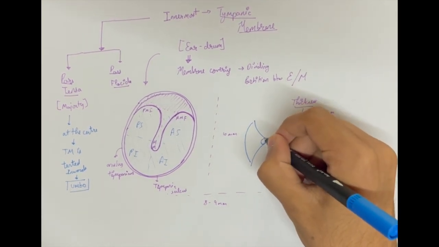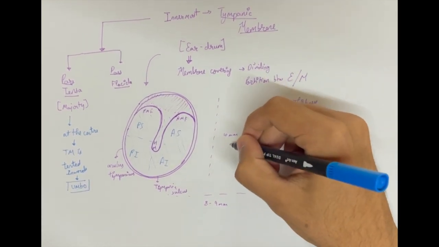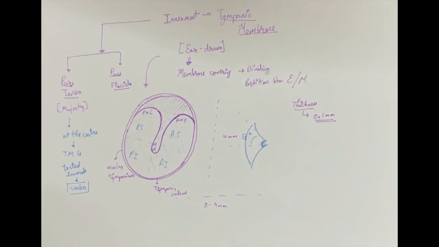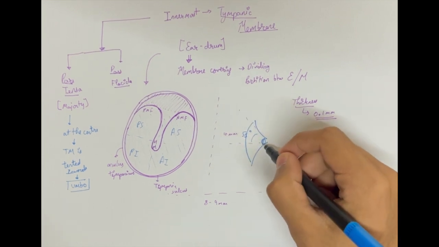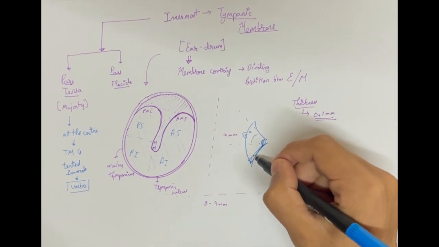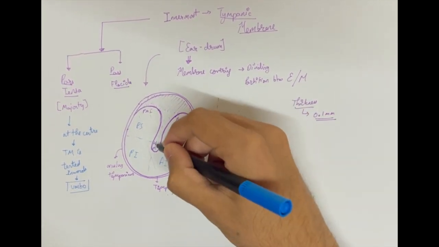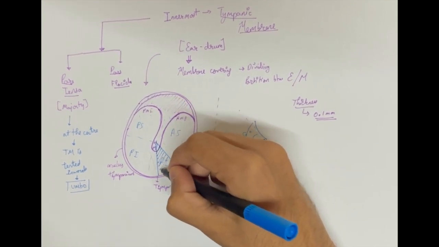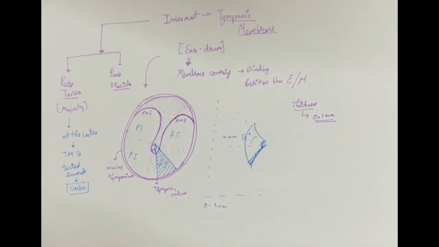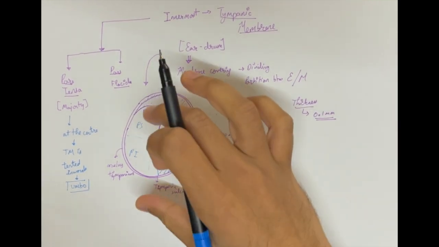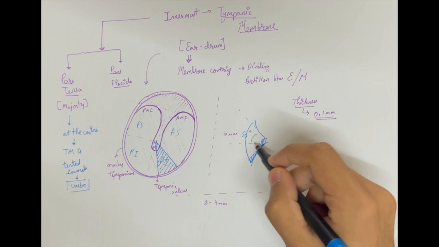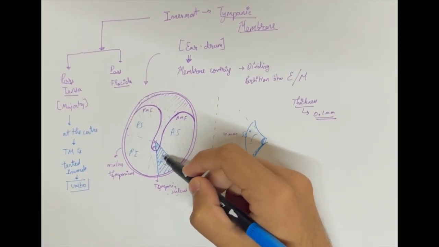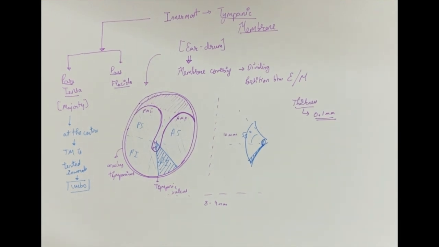Now the umbo forms an angle of almost 55 degrees with the horizontal, and this is the reason why we get a phenomenon known as the cone of light in the anterior inferior quadrant when we view the tympanic membrane through an otoscope. As the light falls on the tympanic membrane, because of this angle and the depression of the umbo, we get a cone of light at the anterior inferior quadrant.